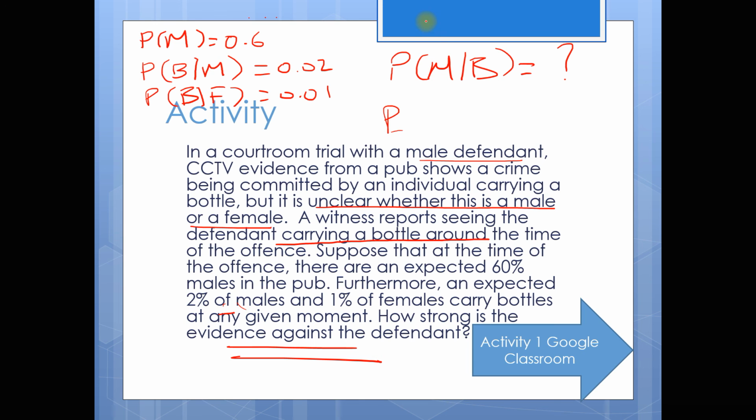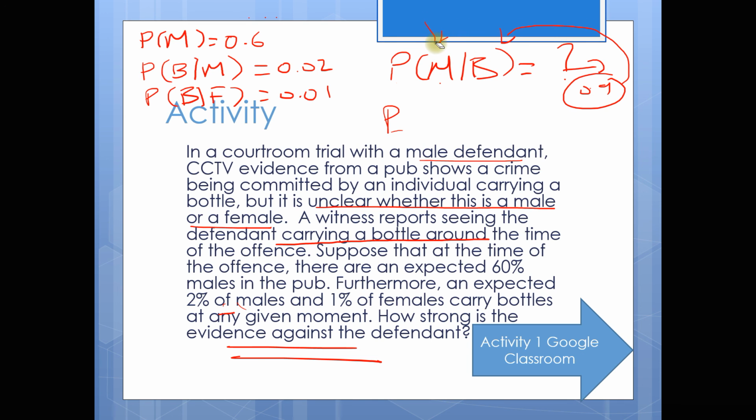What do I mean by it? He is a male, not the defendant, but the person who committed the crime. If the probability of male given carrying a bottle is very high, let's suppose 0.9, then there is a high probability that it is the defendant who committed that crime. High probability because he's a male who was carrying a bottle. All right.